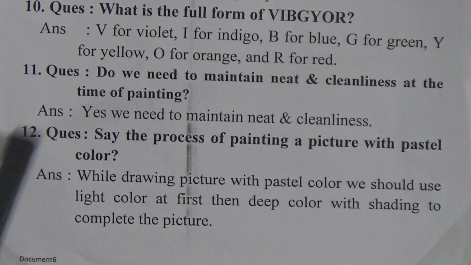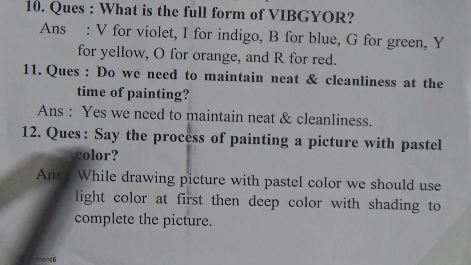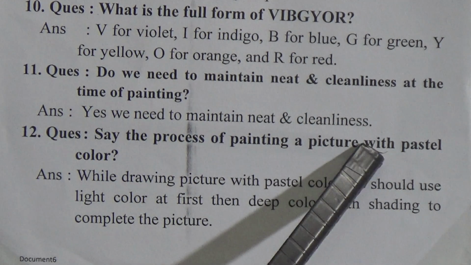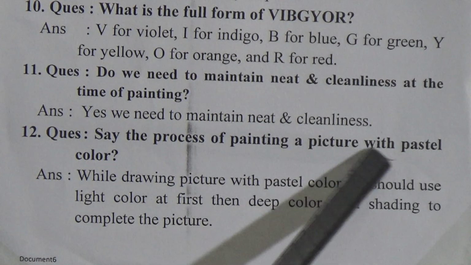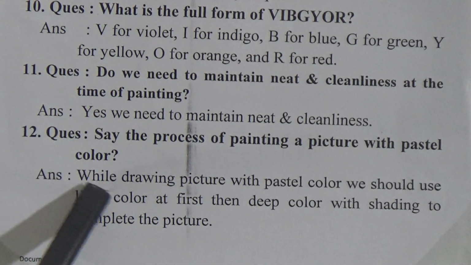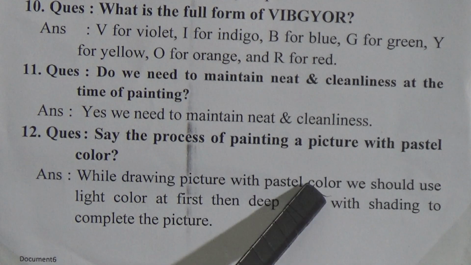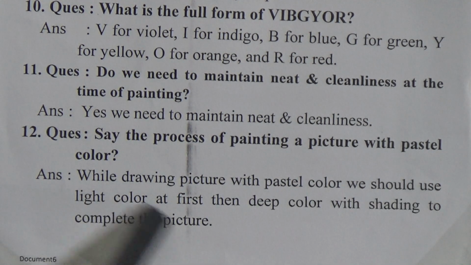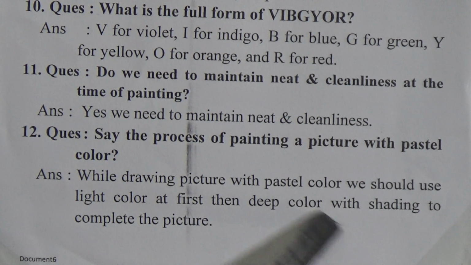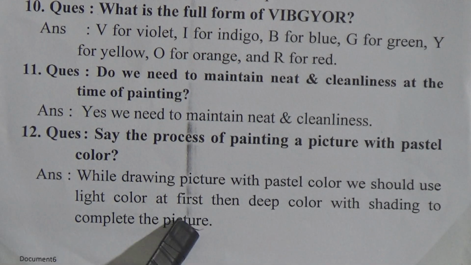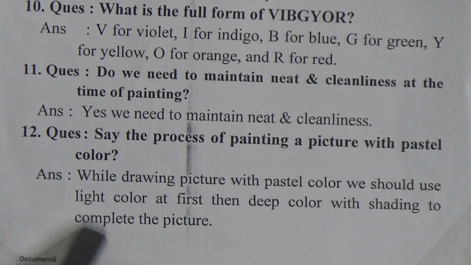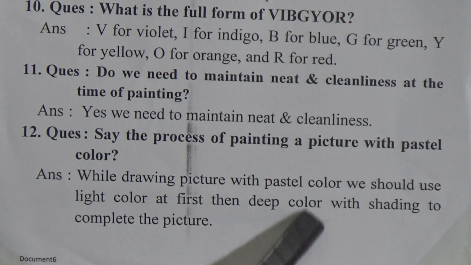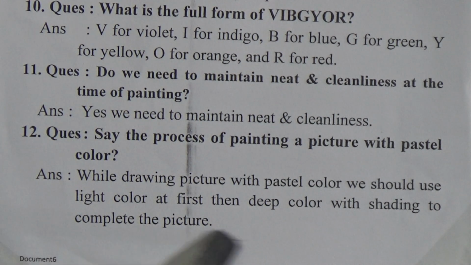Question number 12. Dear student, remember this very carefully. Say the process of painting a picture with pastel color. Answer. While drawing a picture with pastel color, we should use the light color at first, then deep color with shading to complete the picture. Again, say with me: while drawing a picture with pastel color, we should use light color at first, then deep color with shading to complete the picture.